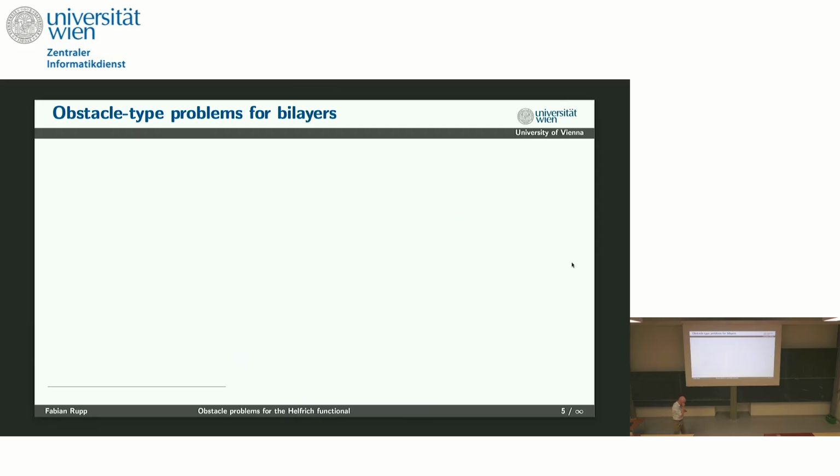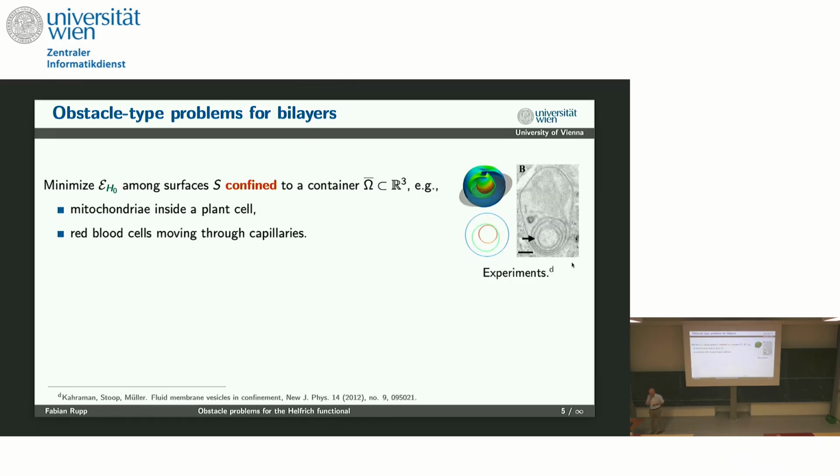Now in this work with Matthias, we looked at obstacle conditions. Okay, so we now put an additional confinement constraint in the model. So we put an open set, or the closure of an open set Ω̄, as a container in R^3 where everything is going on, and our vesicles are trapped inside this container and may not leave it.